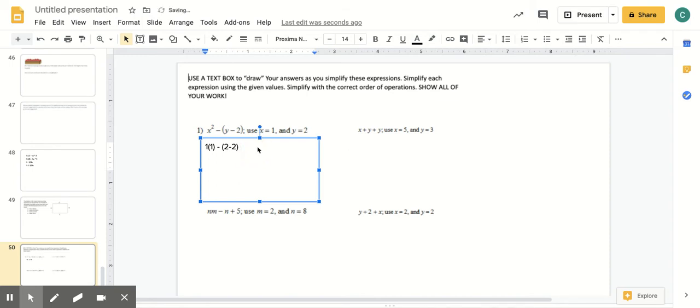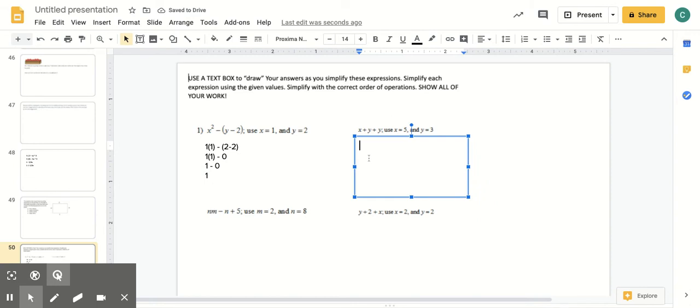I know that parentheses are more powerful than multiplication, so I need to do that first. Now I know that multiplication is more powerful than subtraction, so I need to do that first. And lastly, my value for this expression is 1 whole. On to the next one.